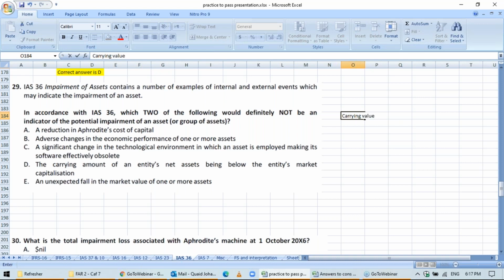So carrying value is cost or the revalued amount, or the fair value you can say, minus accumulated depreciation and accumulated impairment loss. Right? So this is the definition of the carrying value.